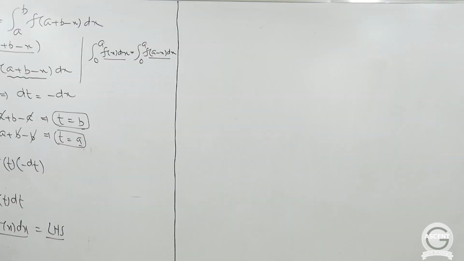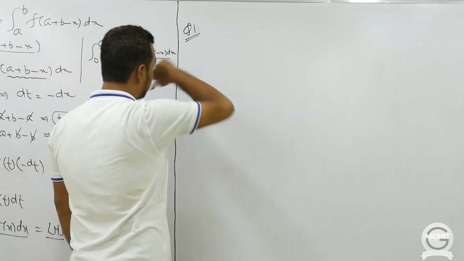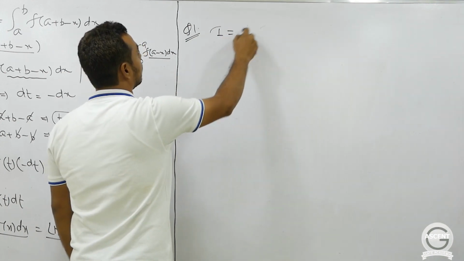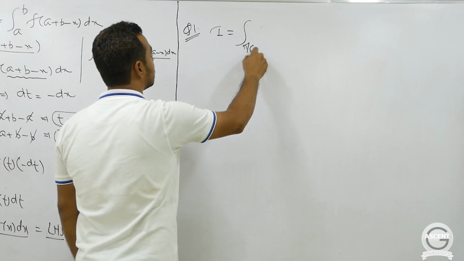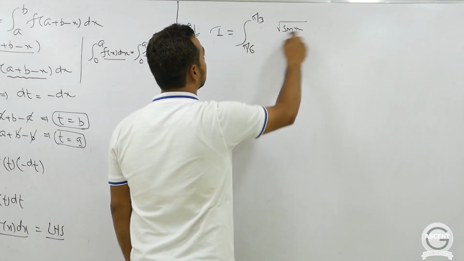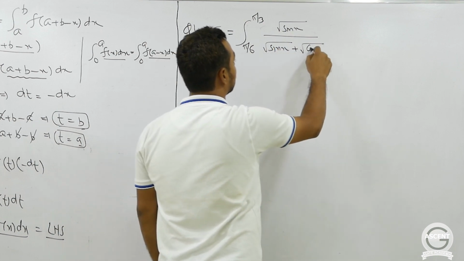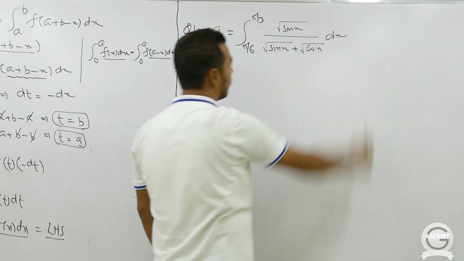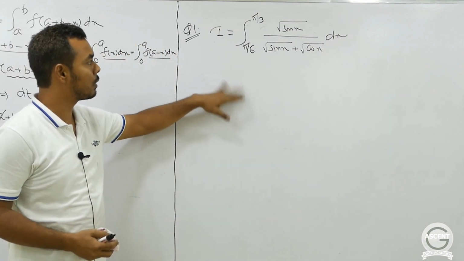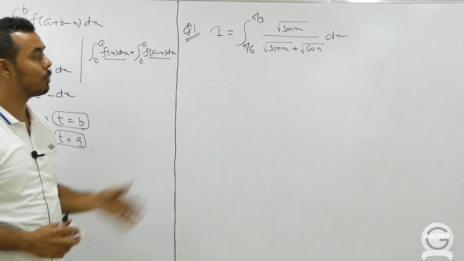So now we are going to see one problem based on this. In fact, we'll see two problems based on this fourth property. Our first question will be integration pi by 6 to pi by 3 of root over sin x divided by root over sin x plus root over cos x dx. This is a very standard question. In every book on calculus you will find these types of problems based on this fourth property.